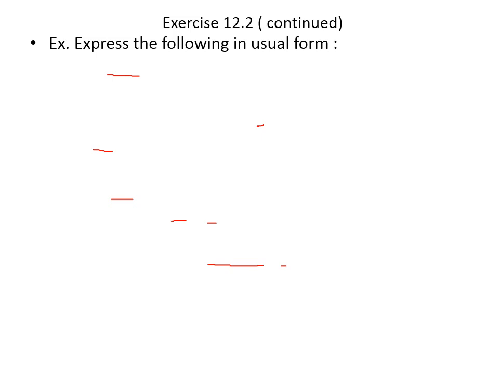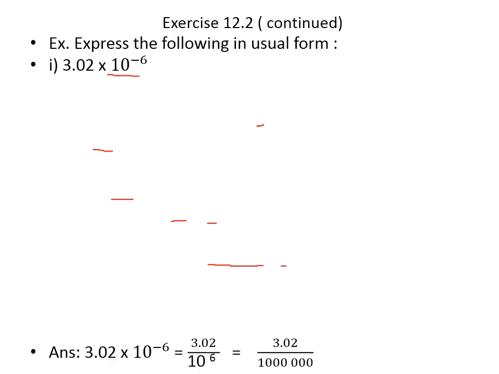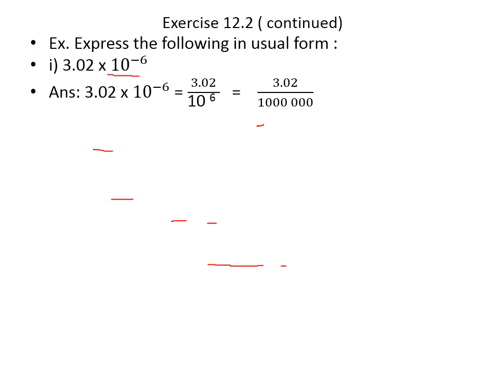Express the following in the usual form. So here 3.02 into 10 raised to minus 6. This can be written as, 10 raised to minus 6 can be taken to the denominator, and vice versa. In the previous case, if it is in the denominator, when you take it to the numerator, there will be a change in the sign. So this is in the numerator, it is 10 raised to minus 6. If you take it to the denominator, it becomes 10 raised to plus 6.